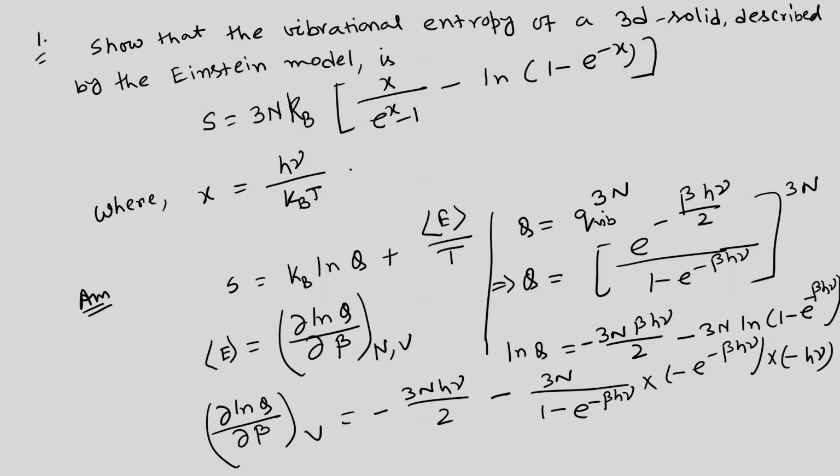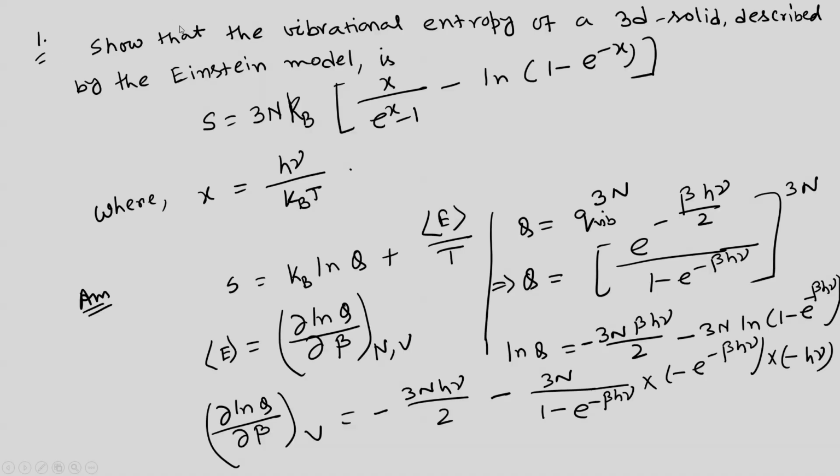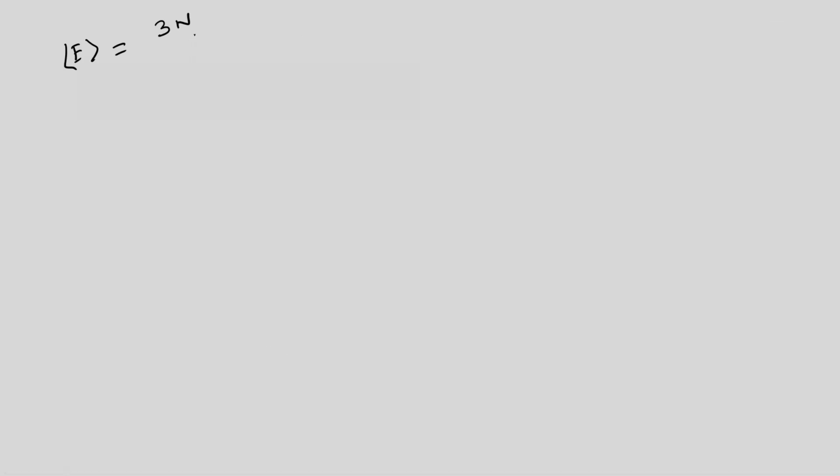Okay. So, if we simplify this further, average energy is minus of del ln Q by del β. So, we get average energy E is 3n hν by 2 plus 3n hν by (e^(βhν) - 1). So, this is the value of average energy.